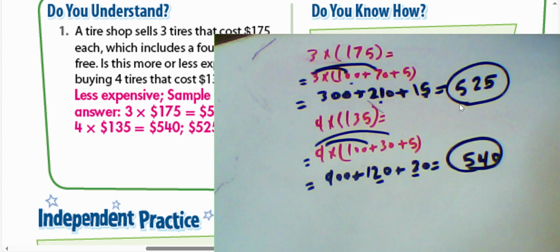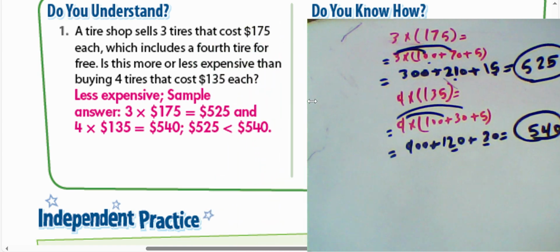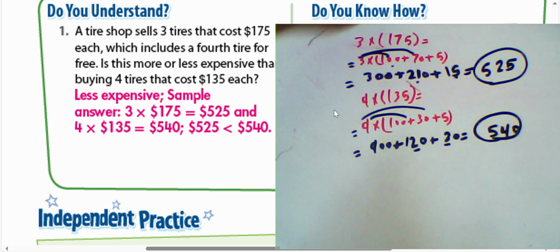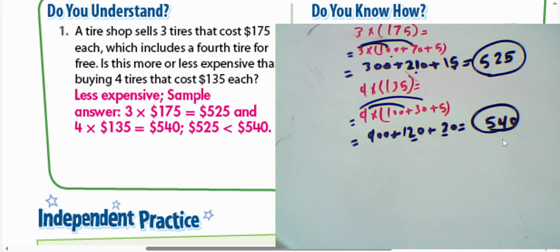The answer here will be less than. Okay, write this word, less expensive. What's the product between 3 and 175? 525. And 4 times $135 will be 540. And 525 is less than 540.